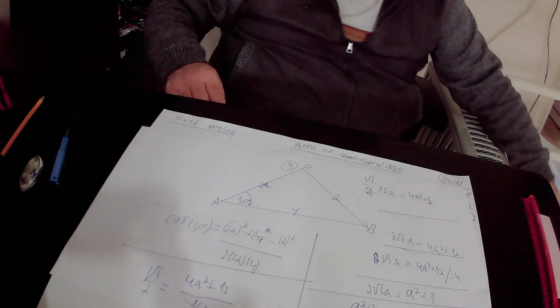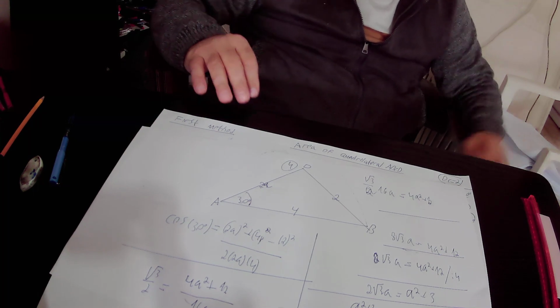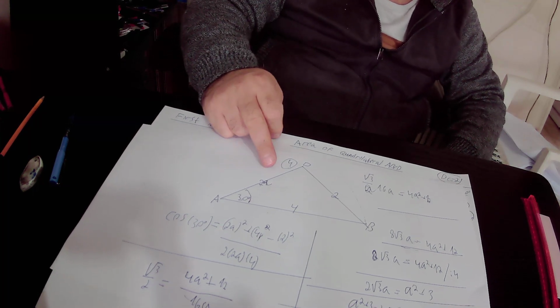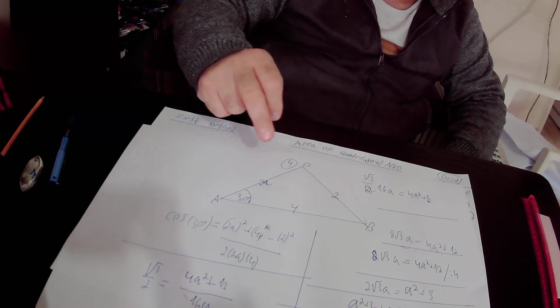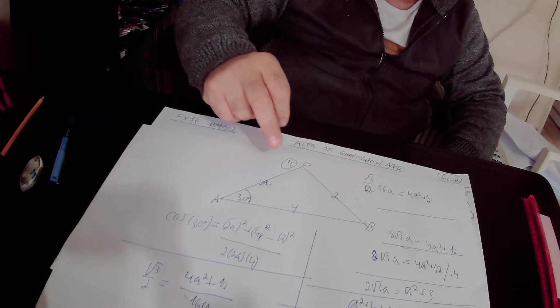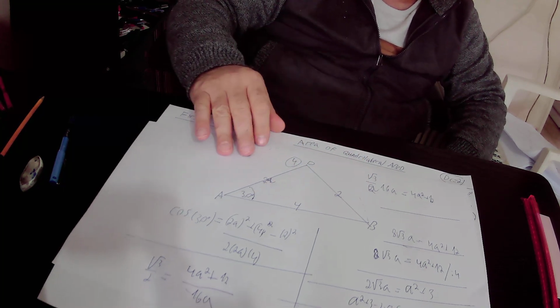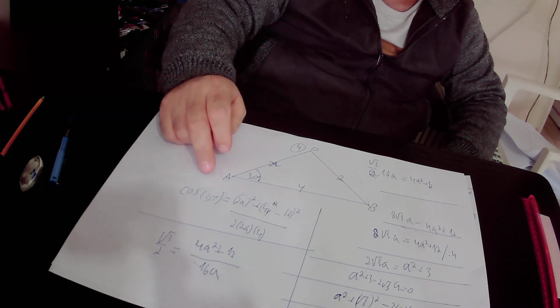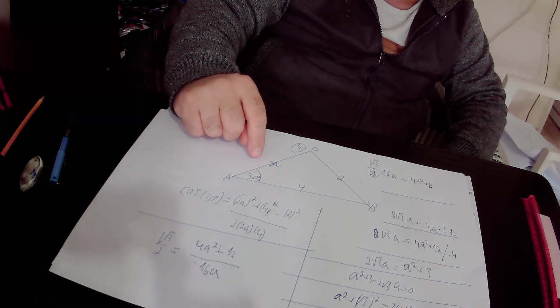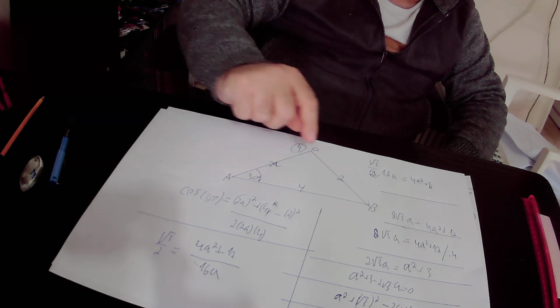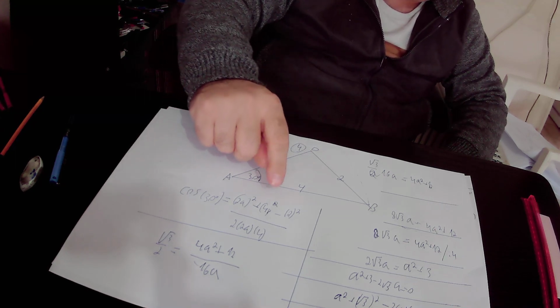So this is triangle DAB. We know that AD equals 2a, DB equals 2 units, and AB equals 4 units. Angle DAB equals 30 degrees. So according to the law of cosines, cosine 30 degrees equals (2a squared plus 4 squared minus 2 squared) over (2 times 2a times 4).